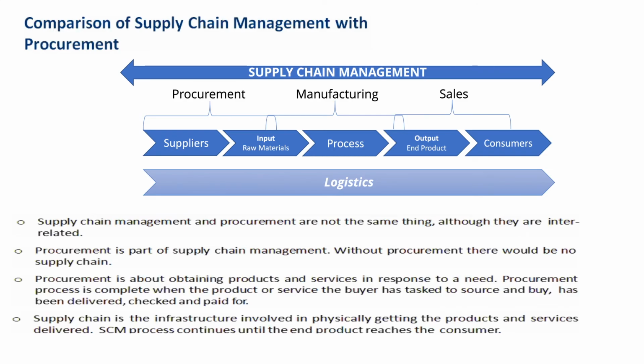The SCM process continues until the end product reaches the consumer. So finally, starting with manufacturing, using raw materials from procurement, and whatever it is, it reaches finally the customer. That is the cycle completion of supply chain management.